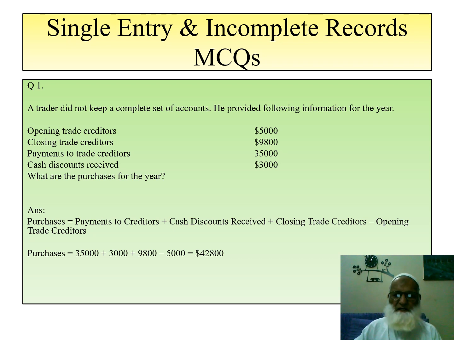तो इसका आंसर लेने के लिए हमारे पास एक इक्वेशन है. To find out, purchases is equal to payment to creditors प्लस कैश डिस्काउंट रिसीव. ये दोनों को ऐड करेंगे तो टोटल परचेजेज आ जाएंगी हमारे पास, प्लस क्लोजिंग ट्रेड क्रेडिटर्स और माइनस ओपनिंग ट्रेड क्रेडिटर्स. ये हमारे पास इक्वेशन है और इसमें सॉल्यूशन जो आंसर आएगा वो 42,800 आ जाएगा. Now we go to the next slide.